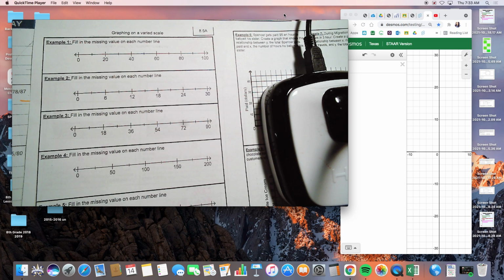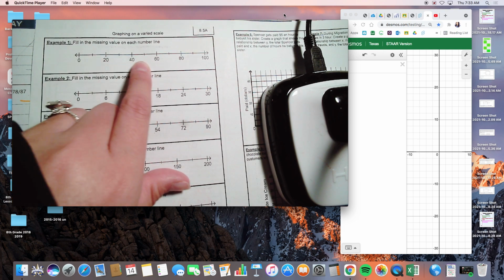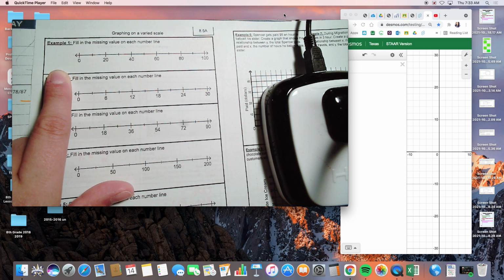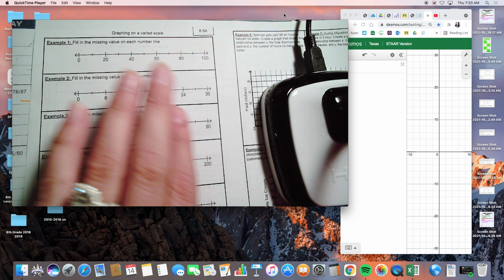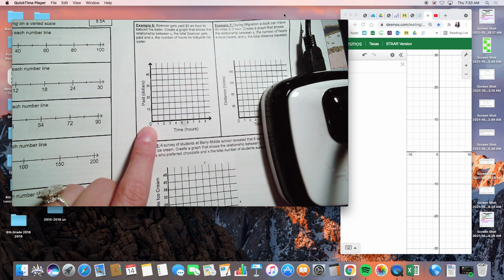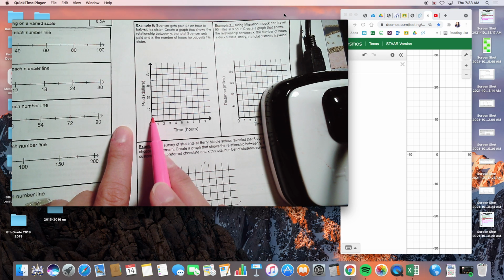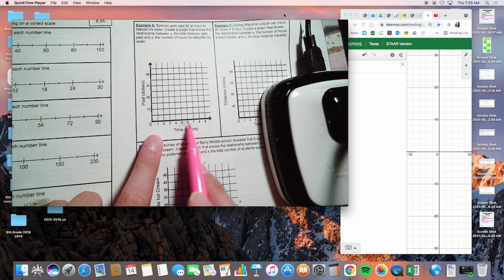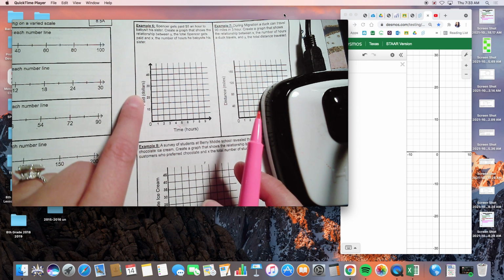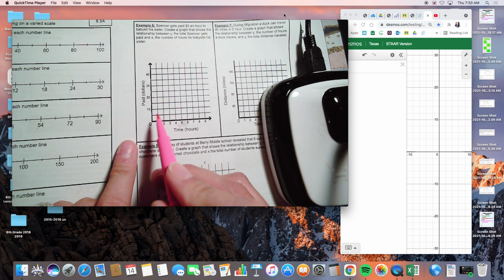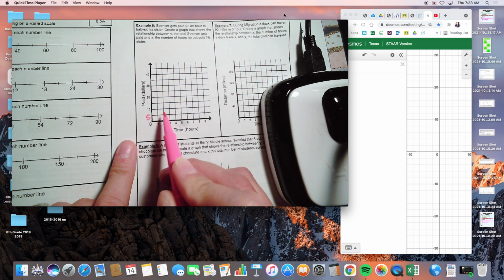Okay, so now you should be on the back page. All you're doing here is filling in the missing numbers in this number line. And the reason why we're doing that is because you're going to see graphs that don't necessarily go up by 1. Where here, the time is going up by 1, but when we're talking about how much we're getting paid, it's actually going up by 5s, okay?